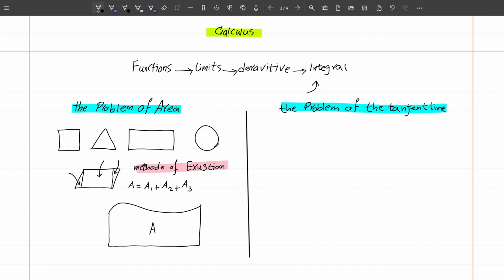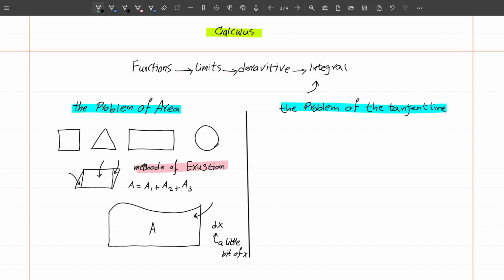And the basic idea is to divide this shape into infinitely many rectangles. And each of those rectangles has a width of dx. And dx in calculus means a little bit of x. So we're still using the method of exhaustion, but in this case, we're using infinitely many basic shapes to calculate the area of the whole shape.